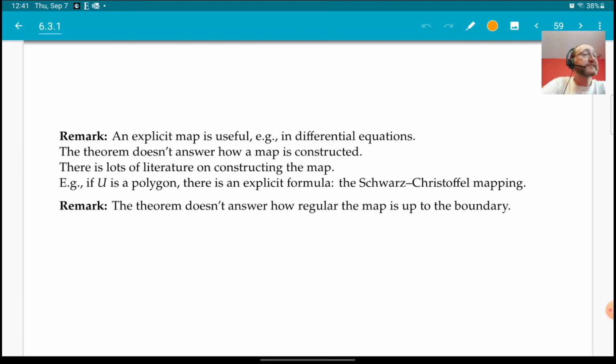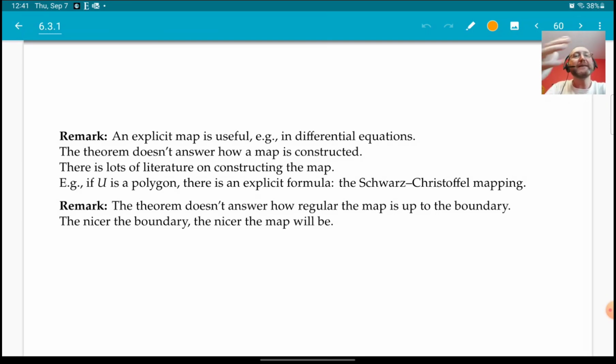So the answer is actually yes, as long as the boundary of U is nice enough. Generally, the map is going to be as nice as the boundary, in a vague sense. So if you have a nice smooth boundary, the map is actually going to be nice and smooth.